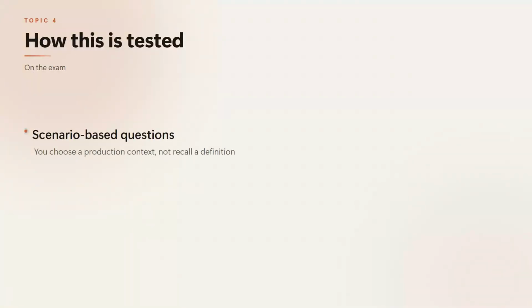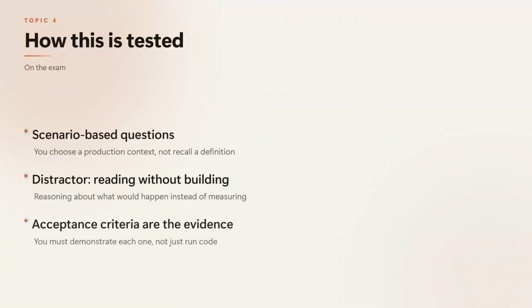In the exam, this material appears in scenario-based questions that test judgment, not recall. The distractor that catches people is treating the exercise as a reading task, reasoning about what would happen instead of building it and writing down the numbers. The exam expects you to have seen the behavior change when you remove the task tool, to have measured the latency difference, and to know where attribution breaks when context is not explicit. That is testcraft, and it is why the exercise exists.